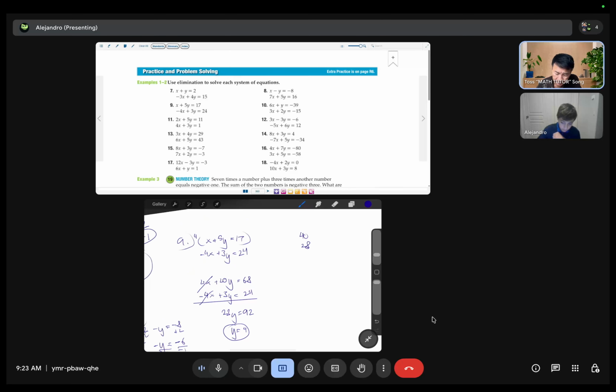And plug it back in. Again, the first equation for x. So x plus 5 times 4 equals 17. x plus 20 equals 17. Subtract both sides by 20. x should equal negative 3. Double check my math there. Negative 3 comma 4.